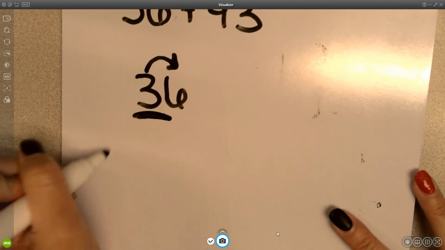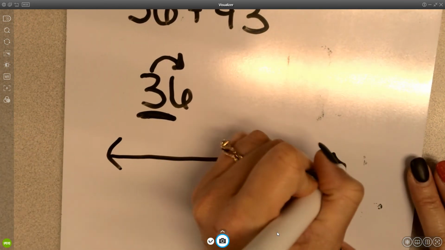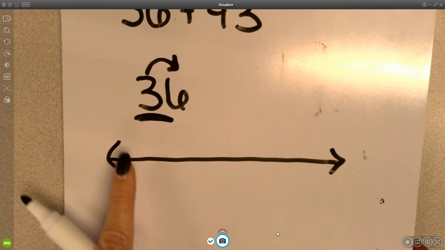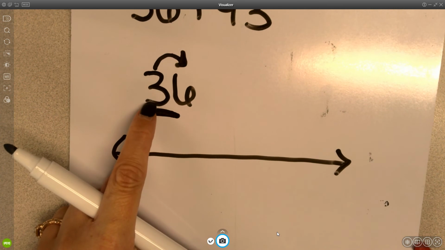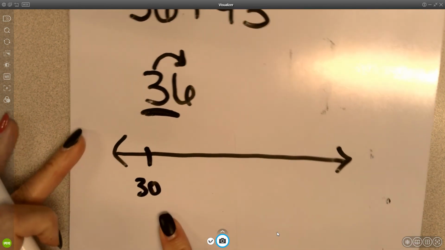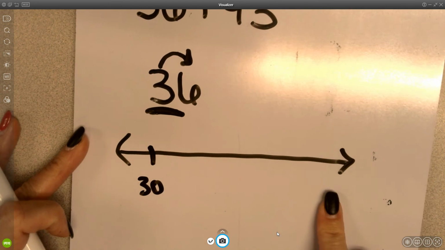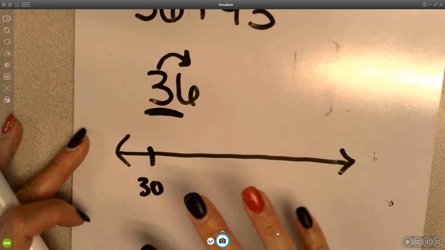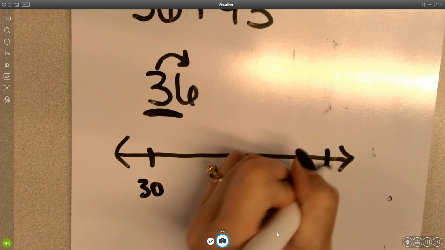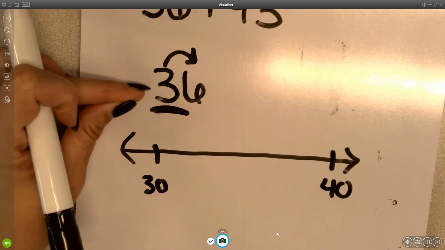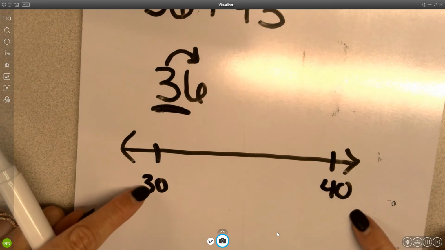So remember, on our number line, we are just doing a line from one 10 to the other 10. So we always start with the 10 that is in the original number. This 3 means 3 tens or 30. So I'm going to do 30. Then I'm going to count by tens up to the next number. So if I were counting by tens, I have 10, 20, 30, and then 40. So my end is going to be the 40. My number that I'm going to round 36 to will either be 30 or 40.